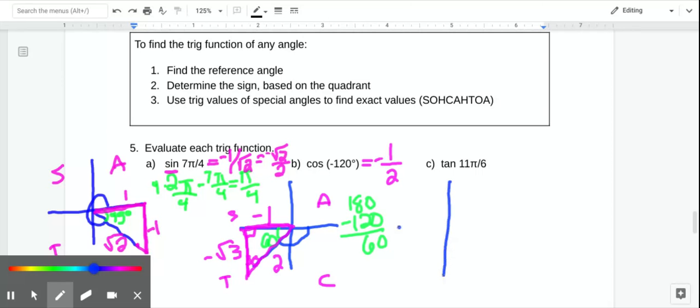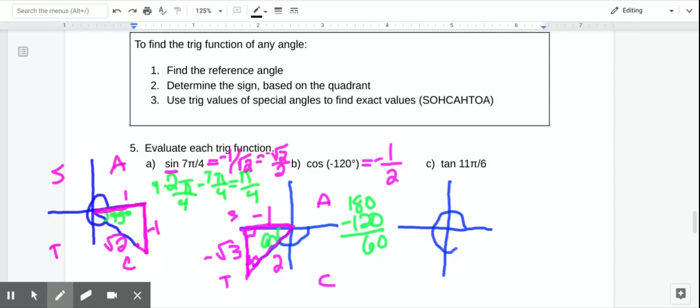We have 11 pi over 6. That is almost 2 pi, so that's going to be clear over here in the 4th quadrant like that. So we want to find the reference angle for this. That reference angle is going to be this little guy. All the way around the circle is 2 pi, so we're going to subtract the 11 pi over 6, get our common denominators. It looks like our reference angle is pi over 6. If you'd like to think about pi over 6 in terms of degrees, that's a 30-degree angle.